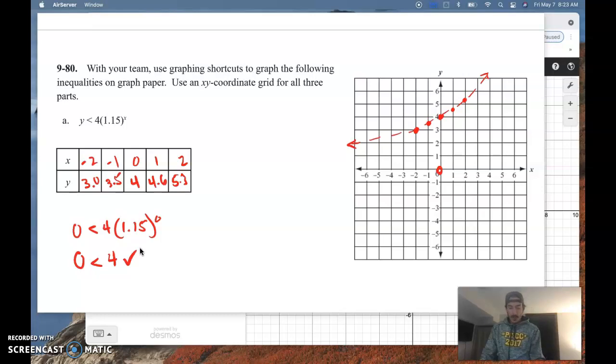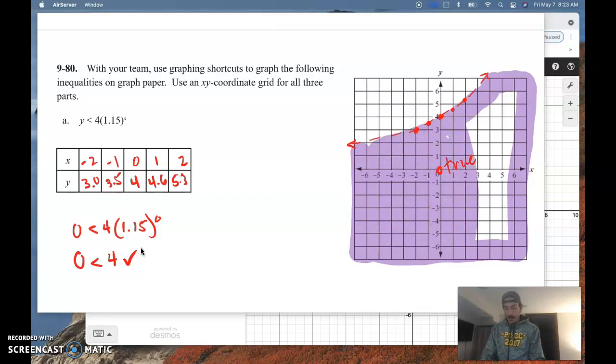All right, so what I can do is make it clear that this is true, indicating that this is a solution, and I'll try my best to use that as a boundary and shade without crossing over that line. And there you go. You've now tackled an exponential inequality.